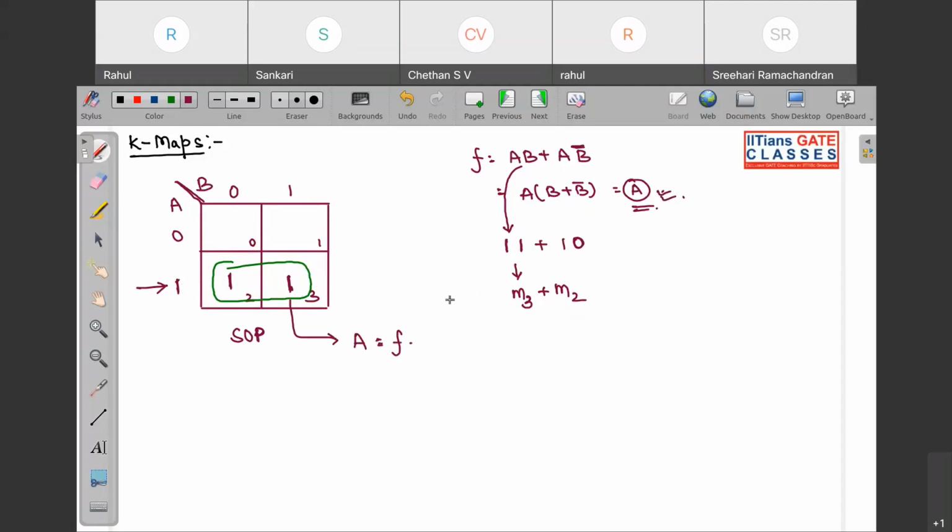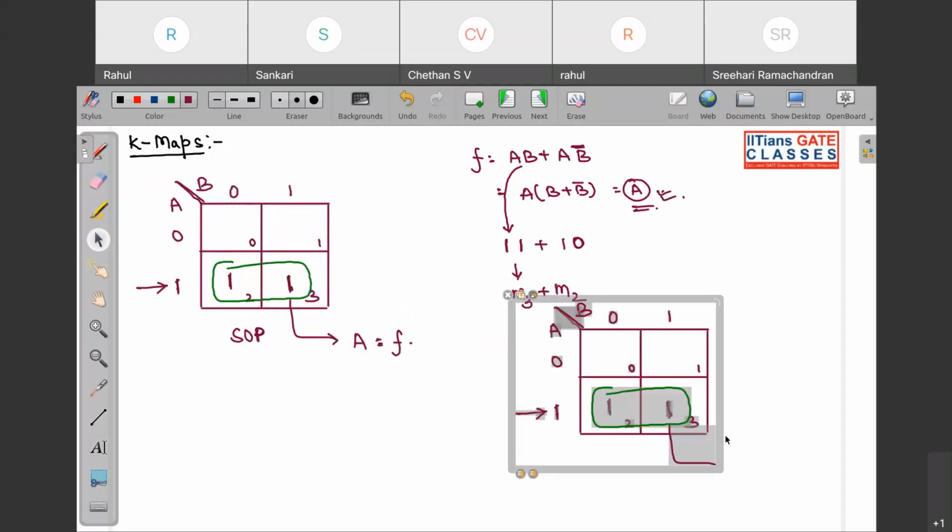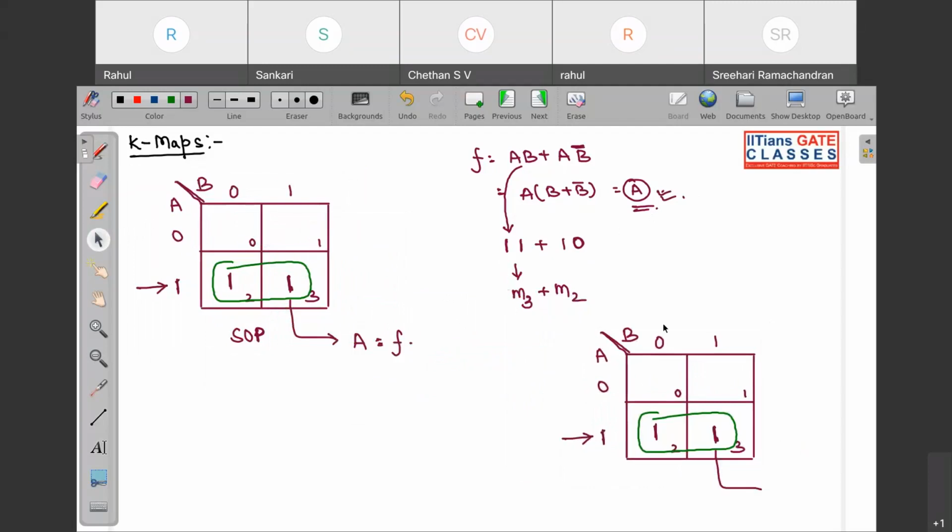Now one more thing I want to show you. In K-map, if there is no don't care. Now what is this don't care first? First, let me tell you what the statement is.